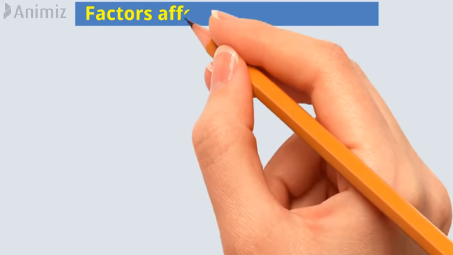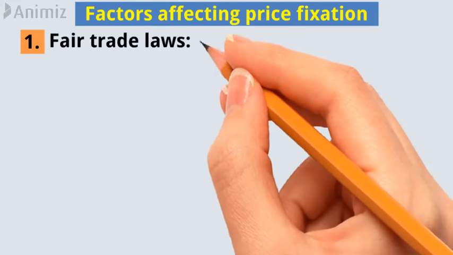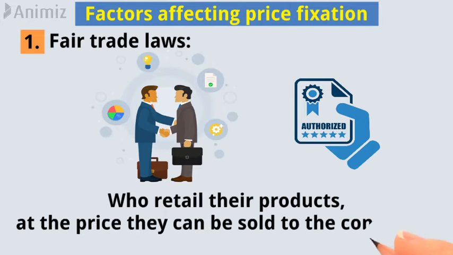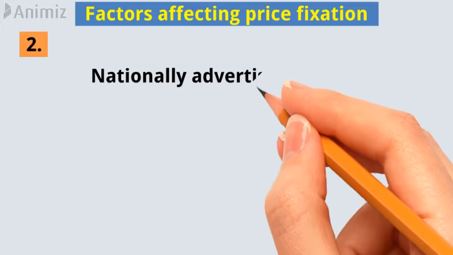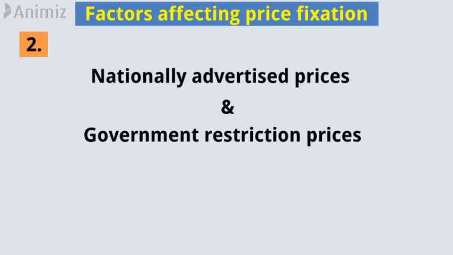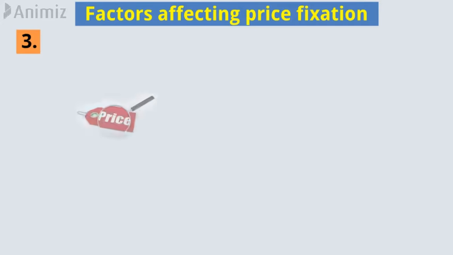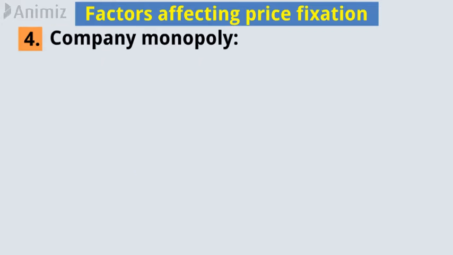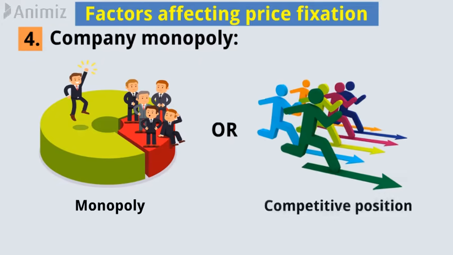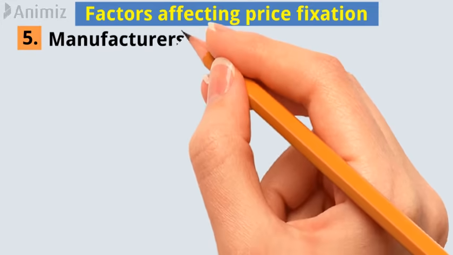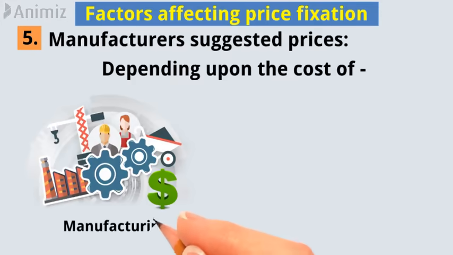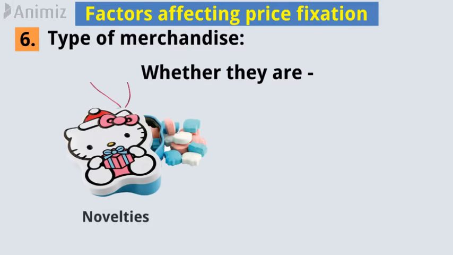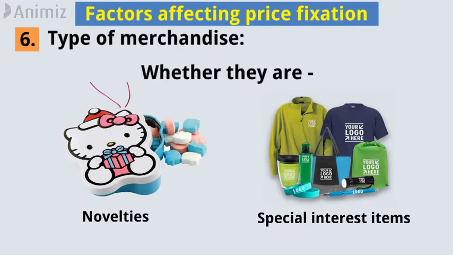Some of the important factors affecting price fixation are: fair trade laws. Manufacturers make agreements with dealers who retail their products at the price they can be sold to the consumer. Nationally advertised prices and government restriction prices of different products. Sometimes pricing policy depends upon buying habits of the customers. Company monopoly, whether the company has a monopoly or it is in a competitive position. Manufacturers' suggested prices, depending upon the cost of manufacturing and selling the product. Type of merchandise, whether they are novelties or special interest items, etc.